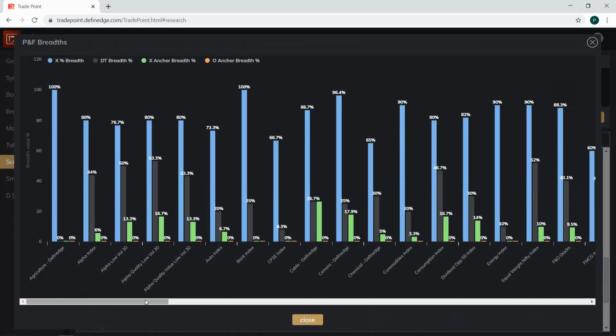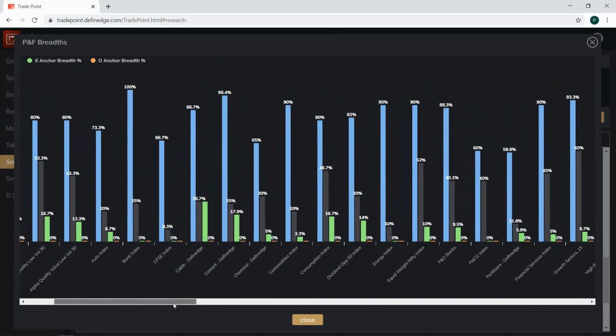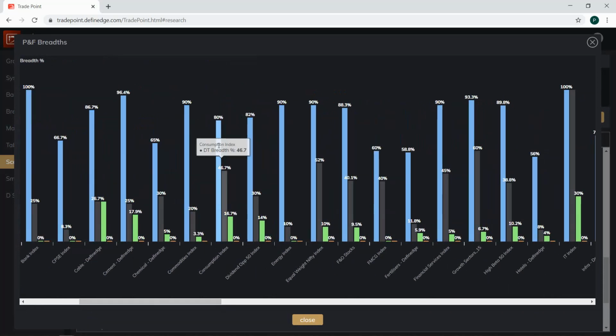Now here you can see these tall blue bars which are telling you how many stocks in that group are in uptrend. These gray bars are telling you how many stocks have given a double top buy or bullish swing breakout, how many stocks are above their last swing high. This green bar is telling you how many stocks are in strong bullish momentum, and this orange bar is telling you how many stocks are in strong bearish momentum.